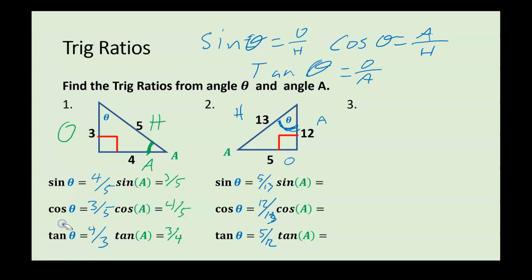Okay. From the perspective of angle A, this is the opposite side. This is the adjacent side, and this is the hypotenuse. So, the sine of A, which is opposite over hypotenuse, would be 12 over 13. The cosine of A, which is adjacent over hypotenuse, would be 5 over 13. The tangent of A is opposite over adjacent, which is 12 over 5.